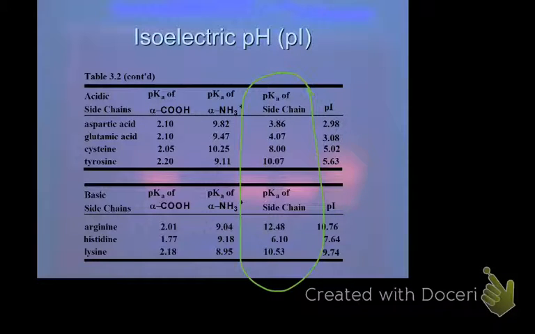So if you were at pH 7, on histidine, will that carboxylic acid have its hydrogen, or will it have already lost its hydrogen? It's lost it, because 2.05 is lower than 7. Okay? Whereas, will the amino group have its hydrogen, or will it have lost it at pH 7? It'll still have it.